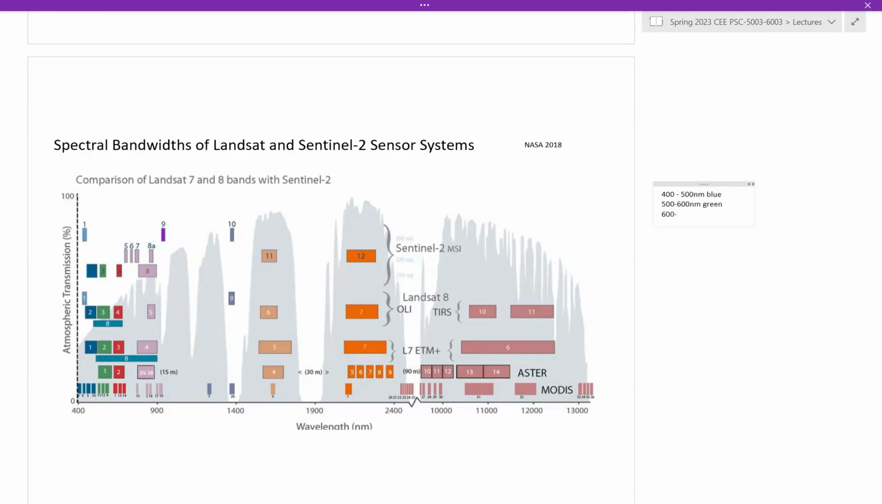600 to 700, this is red. From 700 to 800, it's called red edge.